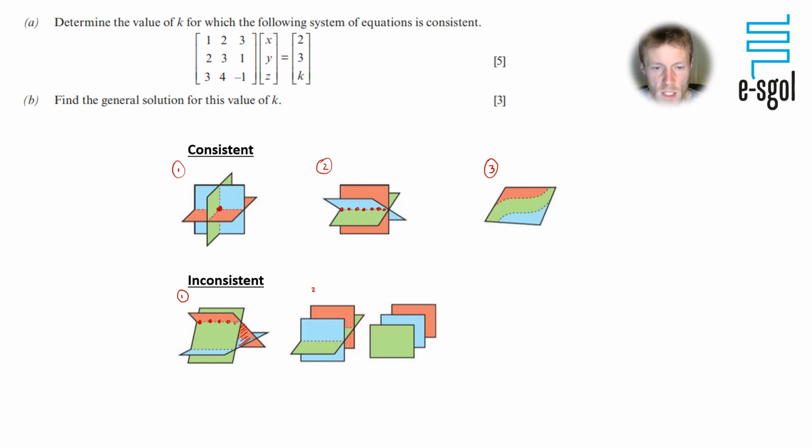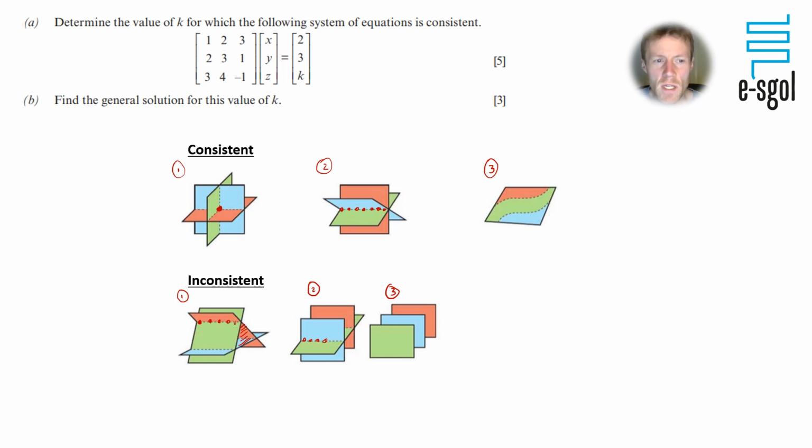In the second image, I can see that 2 of the planes are parallel, the orange plane and the blue plane. Yes, there's going to be solutions between the blue and the green, but the orange plane is never going to meet that. And then the third image, that's where all of the planes are parallel.